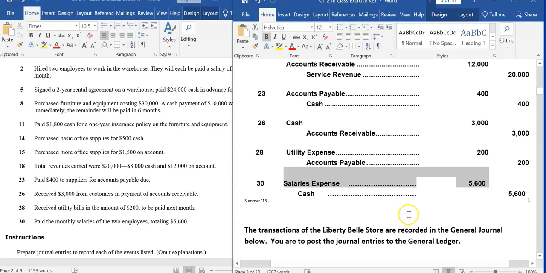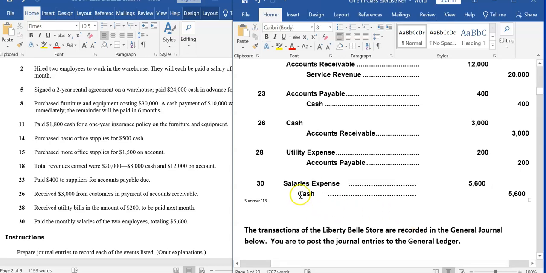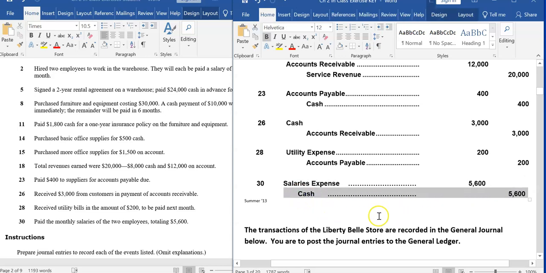We are actually paying that expense right away. We're not going to pay it later, we're paying it now. So we're using cash to pay that expense. We will credit cash to decrease that asset. All right, hopefully you're getting the hang of this debit and credit system.